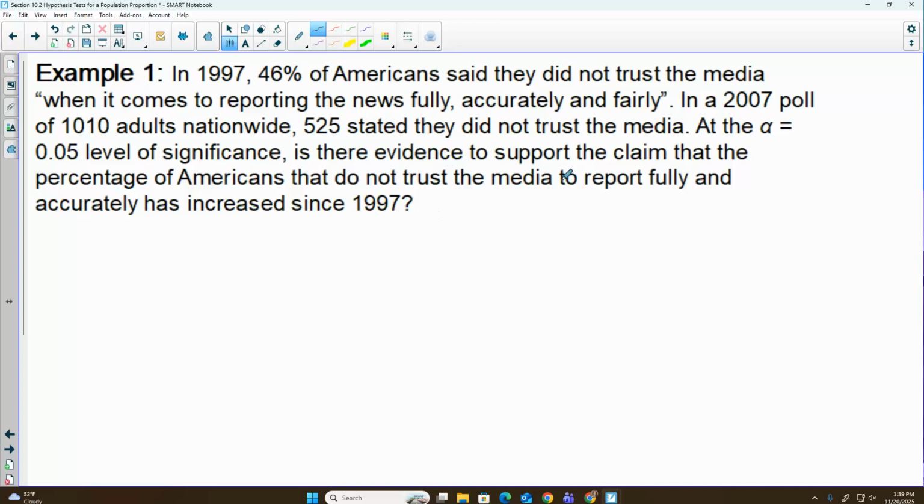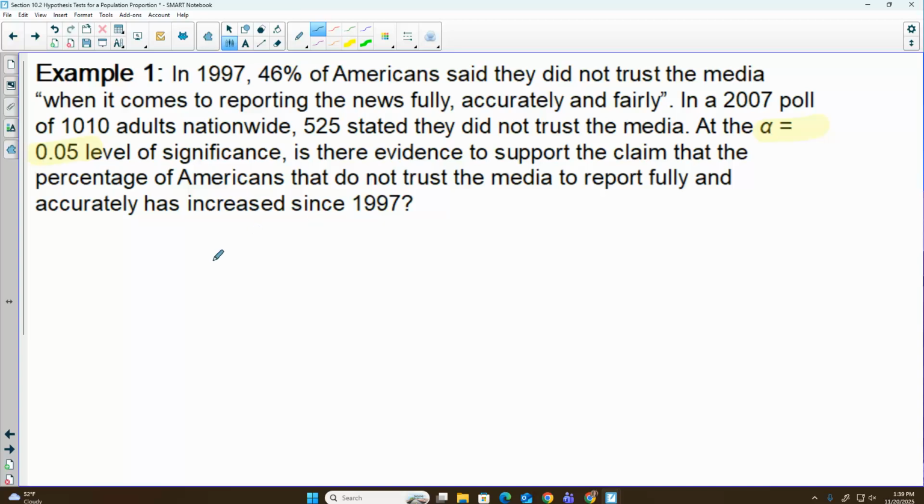So, in 1997, 46% of Americans said they did not trust the media when it comes to reporting the news fully, accurately, and fairly. In a 2007 poll of 1,010 adults nationwide, 525 stated they did not trust the media. At the alpha equals 0.05 level of significance, is there evidence to support the claim that the percentage of Americans that do not trust the media has increased?